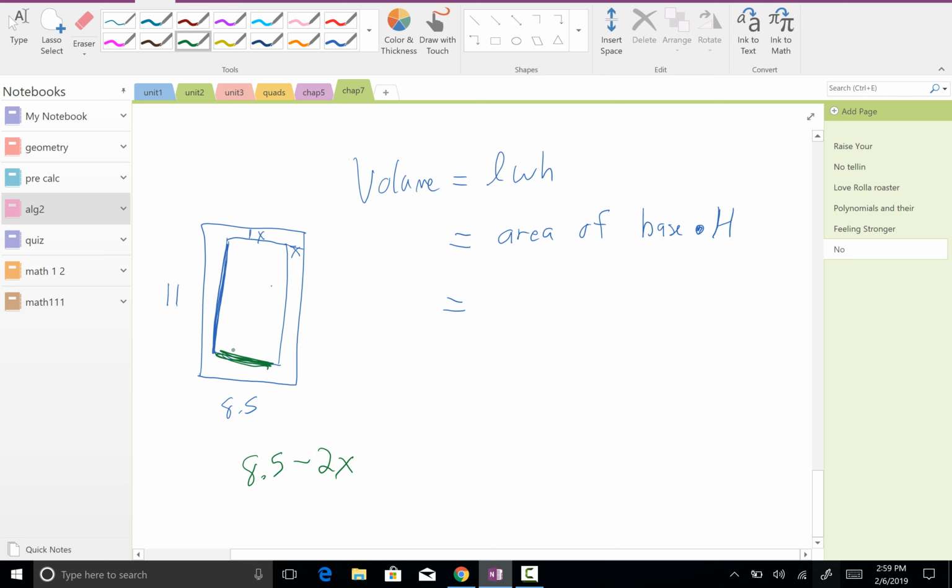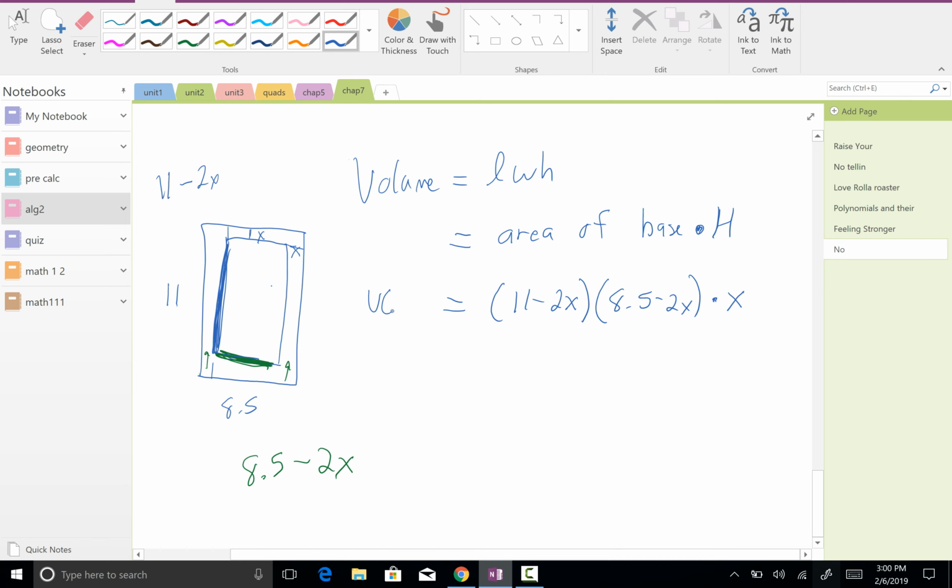So that means that this leftover length is 8.5 minus the 2 x's that I folded up from both sides. We have an x here and an x here, so that's been folded up. Same thing's going to happen on the other side. We would have 11 minus the 2 x's that we fold up there. So the area of the base is going to be 11 minus 2x, that's this length, however you want to say it, times this distance here, times the height. So that would be the volume.